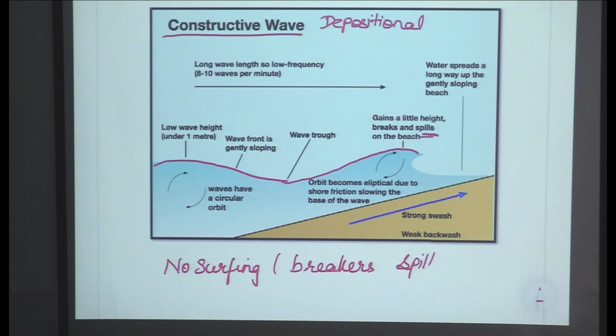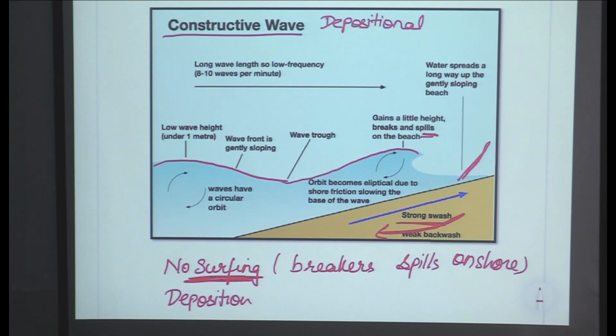spill on shore. Now, because breakers are spilling on shore, I'll have stronger subsurface water, but I'll have weaker surfing. Water spreads over a gently sloping area, imagine this to be your shoreline now, and then there will be a weak backwash. I am putting down the arrow right here, which results in the deposition. There will be continuous deposition of finer textured material.